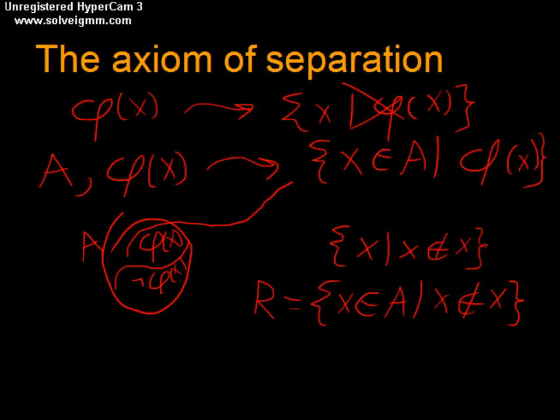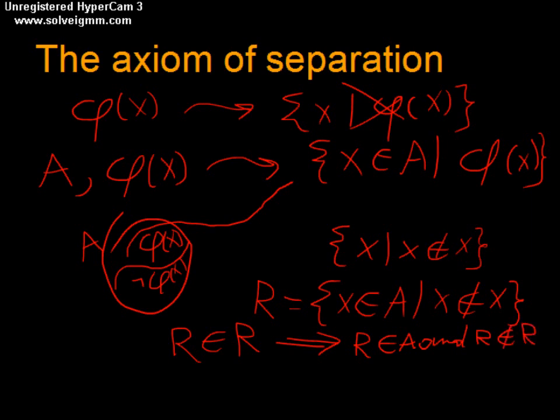So again, we ask whether R is an element of itself. In the first case, if R is an element of R, then two things must be satisfied. R must be in A, and R must not be an element of itself. This again gives a contradiction.